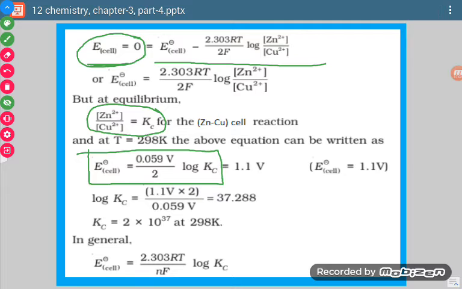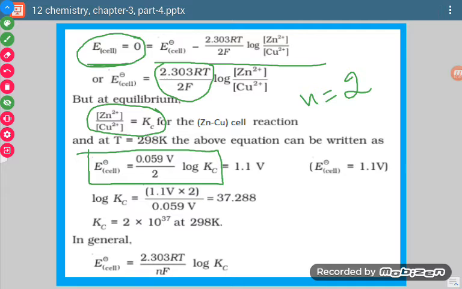Okay, E naught cell is equal to 0.059 over 2 log of Kc. Now see, we know that when we put all the values over here, 2.303 RT, when R value, T value and F values are put, then it becomes equal to 0.059. Now N value here is 2. How is it calculated? By writing the half cell reactions and then cancelling the total number of electrons. So 2 electrons are cancelled here, so N value is 2.